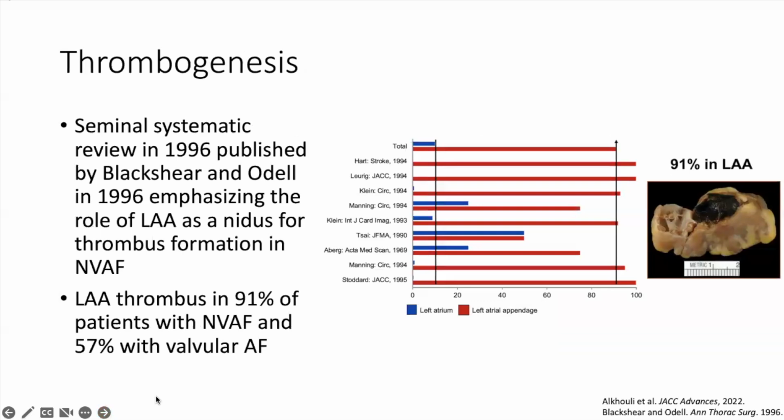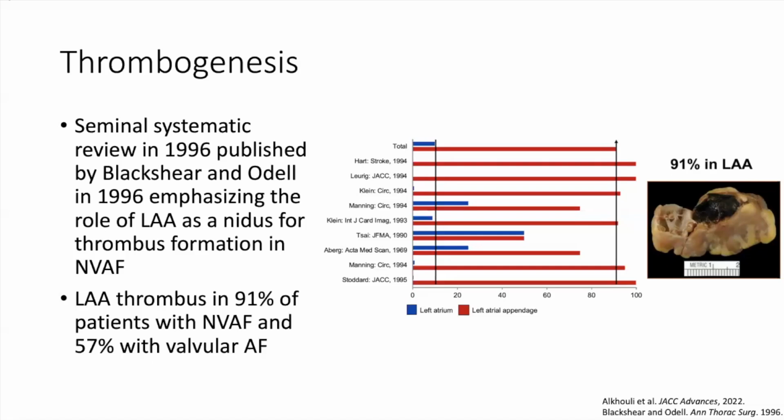Probably the most important role in pathophysiology for the left atrial appendage is its role in thrombogenesis. This was really brought to the attention of the medical community after a seminal systematic review published in 1996 by Blackshear and Odell. And this really emphasized the role of the left atrial appendage as a nidus for thrombus formation.